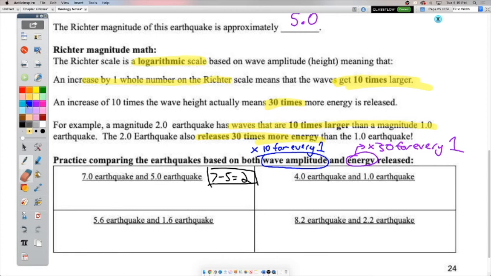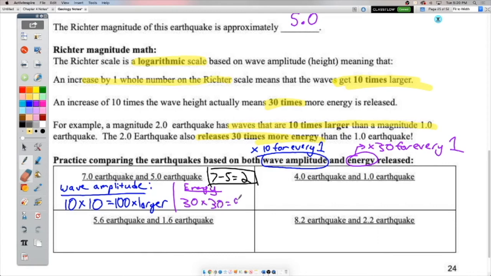That means we'll do wave amplitude in blue. So for wave amplitude, we're going to have 10 times 10. Why 10 times 10 twice? Because there's a difference of 2. So 10 times 10 equals 100 times larger. Okay, what about for energy? We're going to do the same idea, but with 30 instead of 10. So 30 times 30 equals 900. 900 times more energy released.